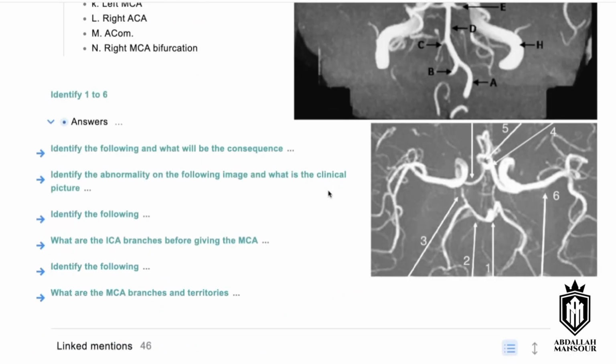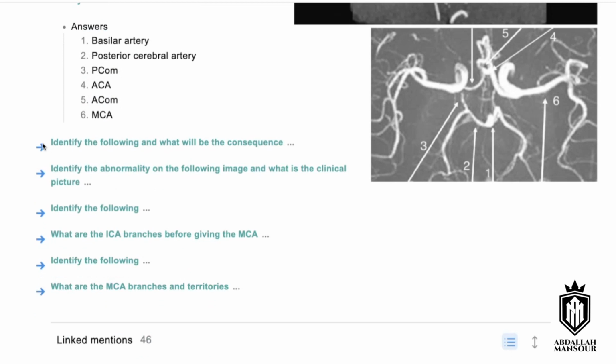All right. Can you identify here maybe number 3, which is right there? 3 is the posterior communicating artery. Correct, on the right side. And then 2? It will be the posterior cerebral artery. And 1 is? That will be the basilar artery. Okay, and 4 is? 4 will be the anterior cerebral artery. And 6 is? Middle cerebral artery. 5 is the anterior communicating artery. Yeah, well done.